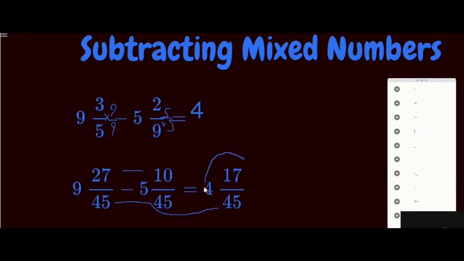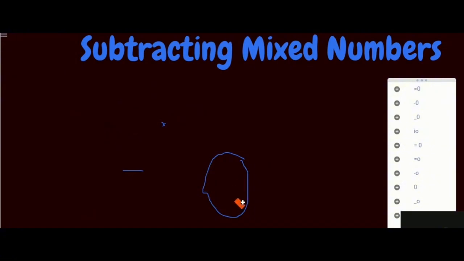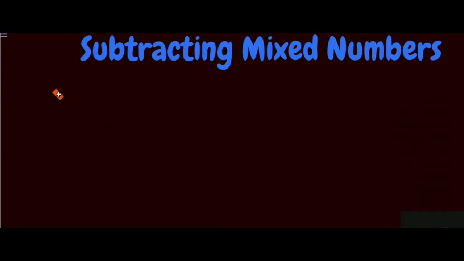Okay, 4 and 17/45. We just subtract across with the numerators. All right, our next problem will be 8 and 4/7 minus 7 and 3/7.